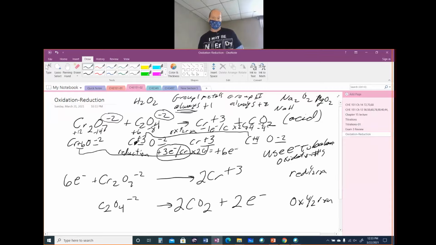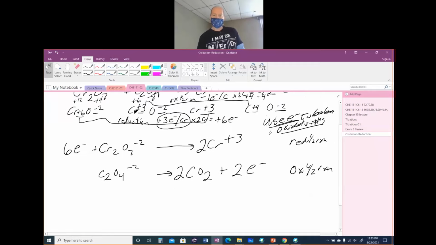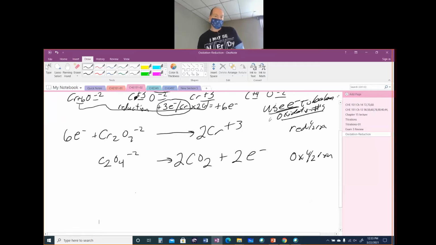It is oxidation reduction. All right, so the first thing that we do is we get our oxidation numbers. The second thing, we break it into 2 half reactions. The third thing we're going to do is we're going to use electrons to balance our oxidation numbers. So once we have balanced our oxidation numbers, we are now going to balance the overall charge.